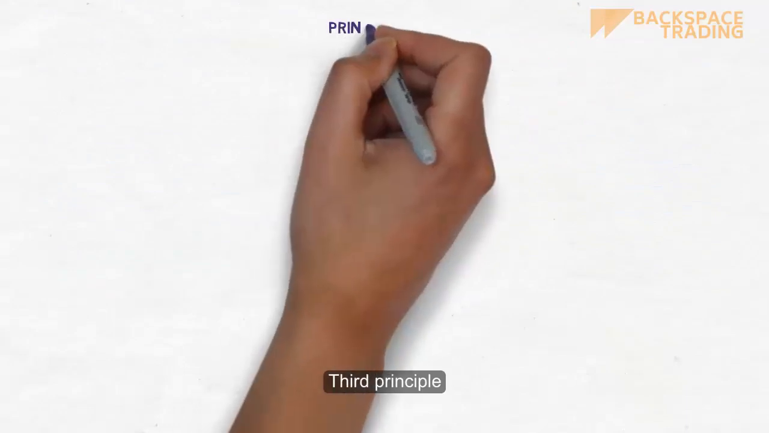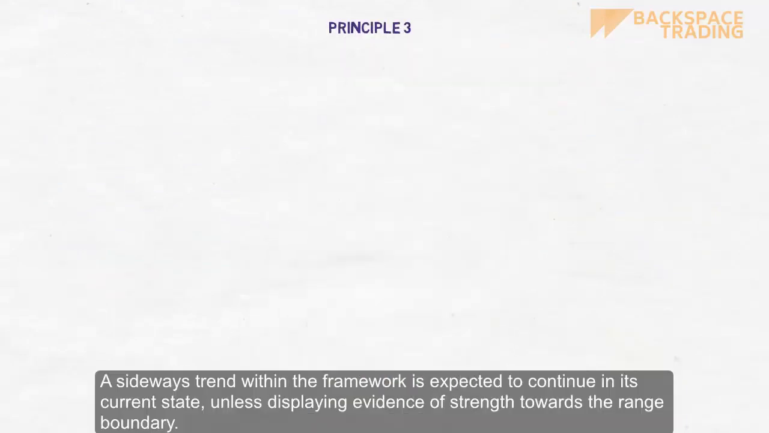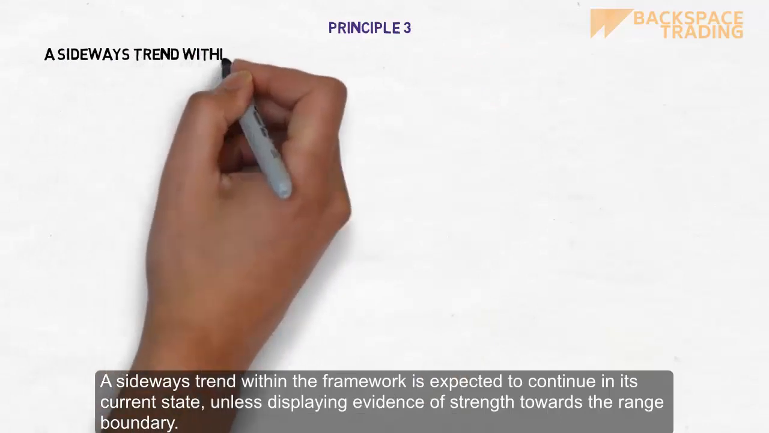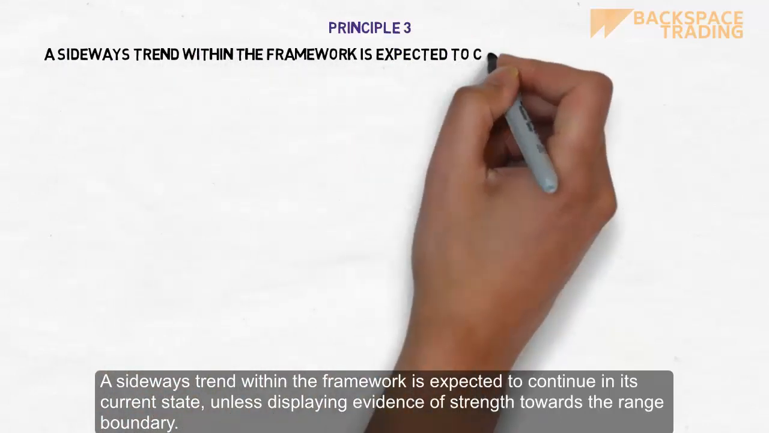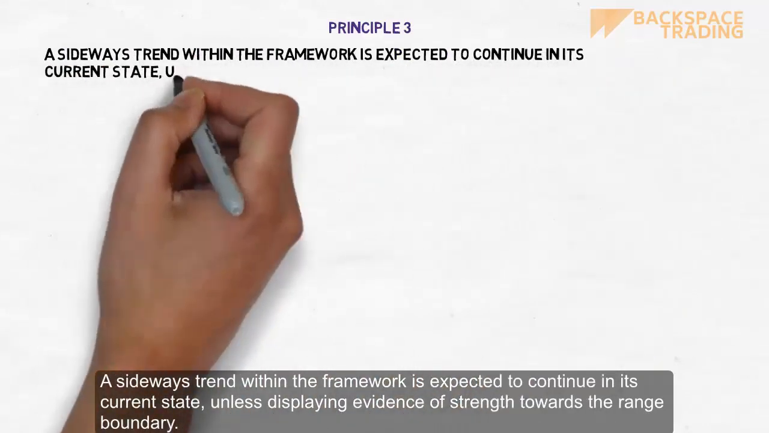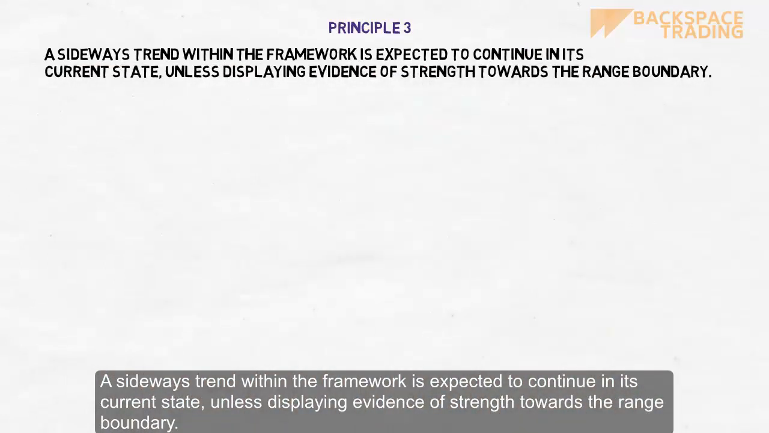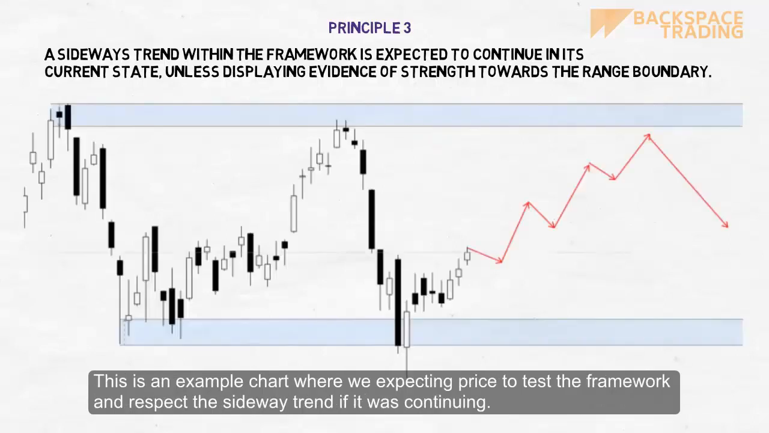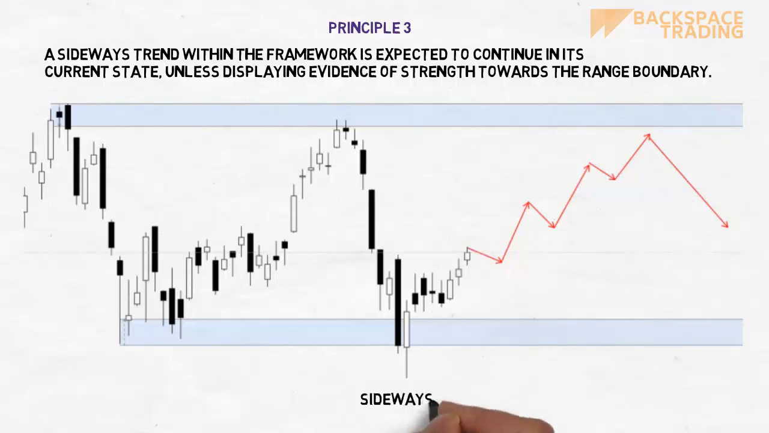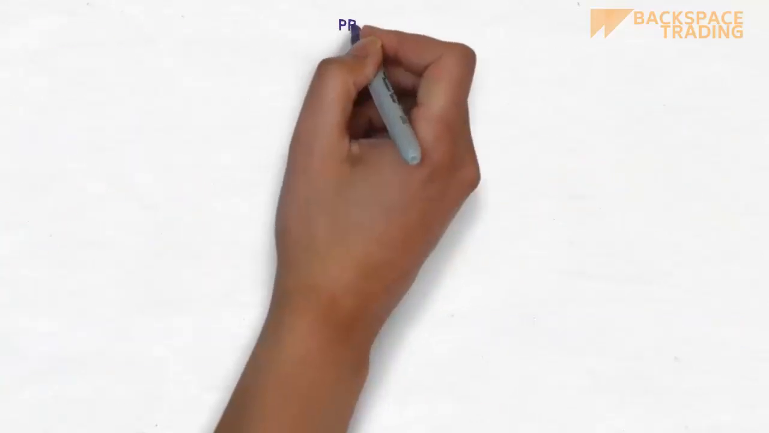Third principle. A sideways trend within the framework is expected to continue in its current state unless displaying evidence of strength towards the range boundary. The example chart is like this. It is expected to travel upwards till the next framework boundary and it should respect the sideways range. Okay, it hit and it came down.